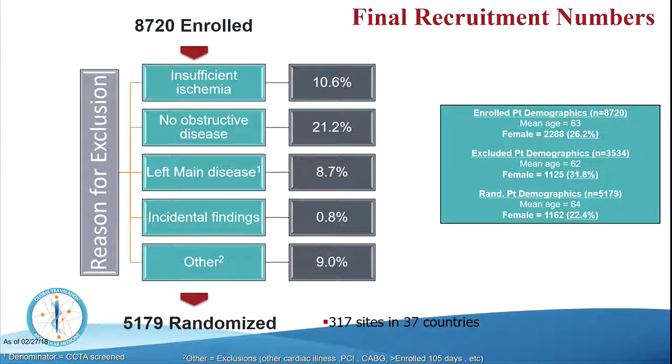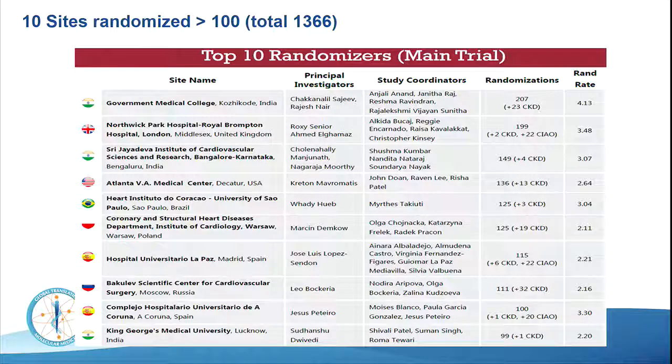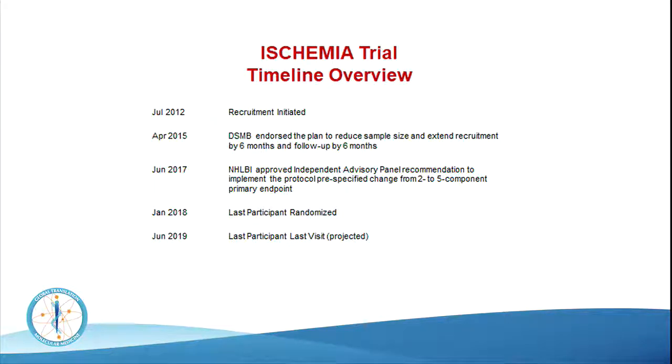Approximately 9% had left main disease, etc., which ended up with 5,179 randomized patients in 317 sites in 37 different countries. These were the top 10 sites in the world randomizing patients. Approximately 1,000 patients were randomized at these 10 sites. Randomization was closed in January, and the last visit is projected for June of next year.